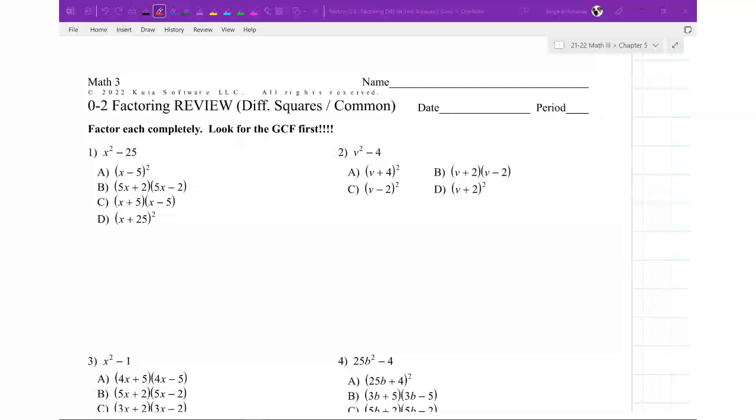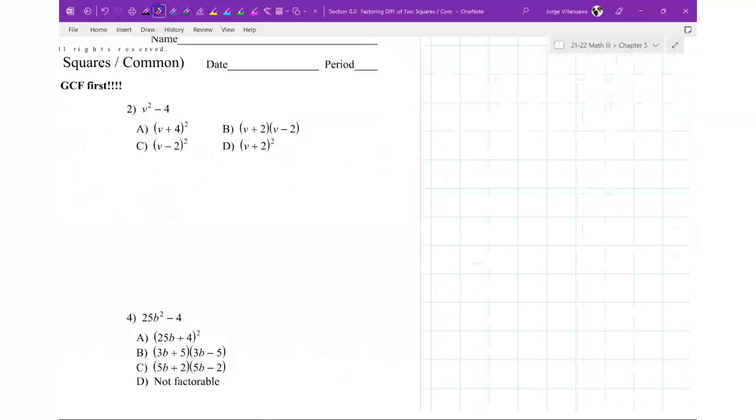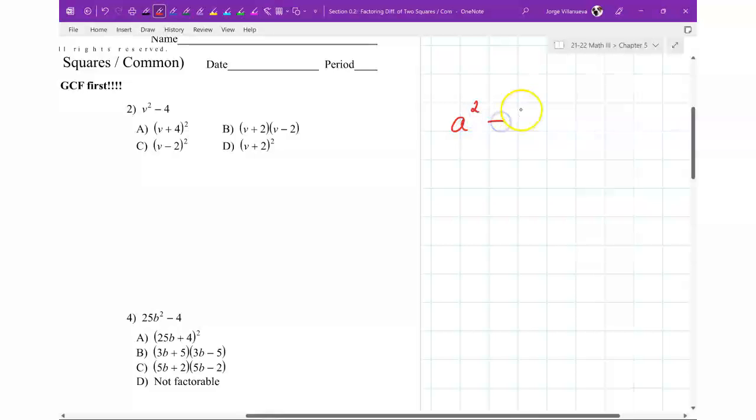All right, so section 0.2, let me go over factoring differences of two squares. So you're going to be given an expression that looks like this: something squared minus something squared. That's why we call it a difference. Notice there's a subtraction of two things that are squared. So a difference of two squares: a squared minus b squared.